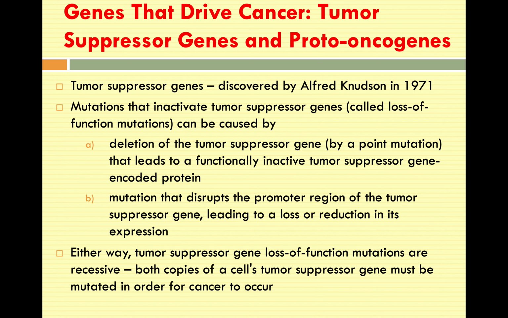So, tumor suppressor gene, again, loss of function, usually are recessive, and both copies of the cell's tumor suppressor gene must be mutated in order for cancer to occur. And that is basically what contributes to cancer. Usually both of the alleles are mutated, progressing to cancer.